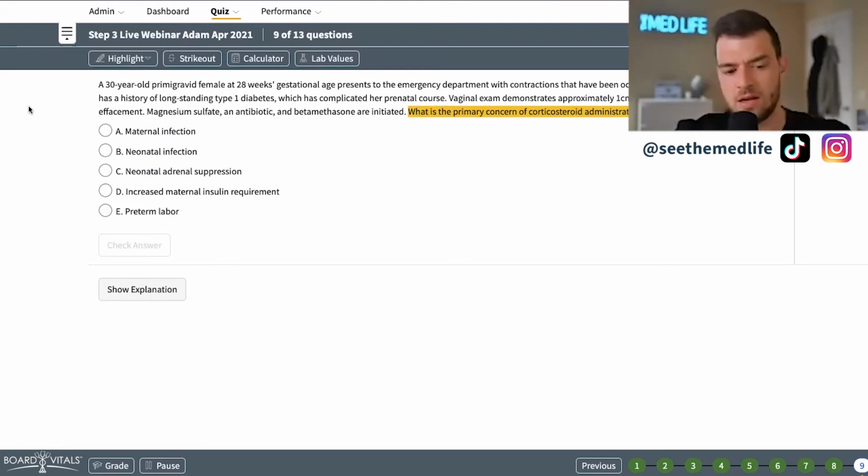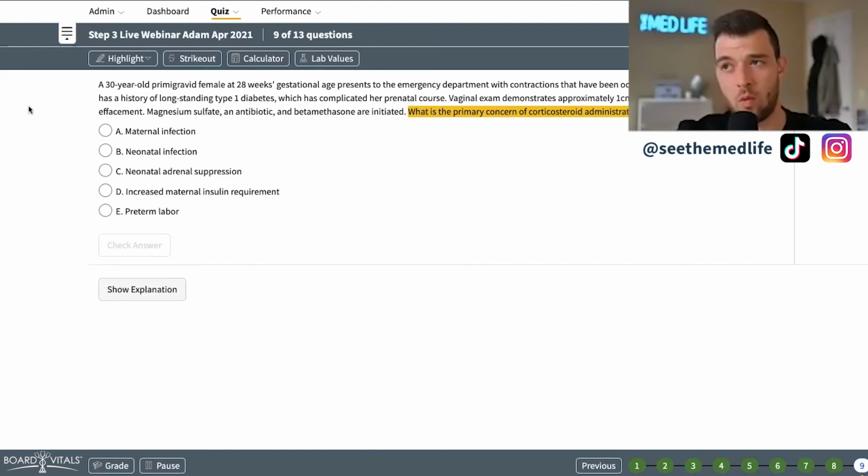Let's read our stem. A 30-year-old primogravid female at 28 weeks gestational age presents to the emergency department with contractions that have been occurring every 6 minutes. The patient has a long-standing history of type 1 diabetes, which has complicated her prenatal course. Vaginal exam demonstrates approximately 1 centimeter of cervical dilation and mild cervical effacement. Magnesium sulfate, an antibiotic, and betamethasone are initiated. So the question at the end again is, what is the primary concern of corticosteroid administration in this patient?